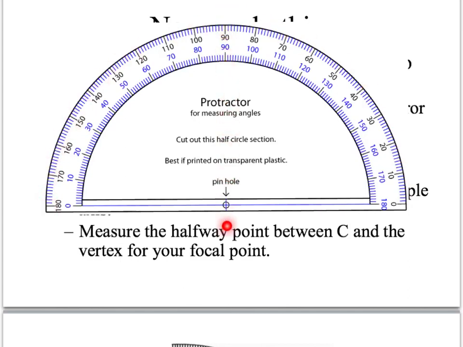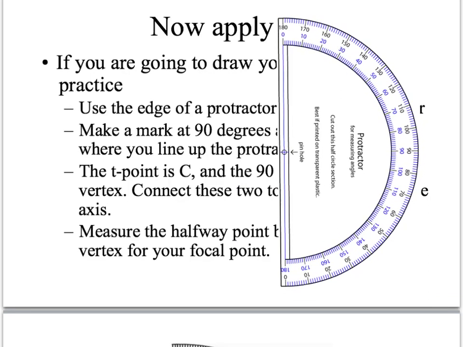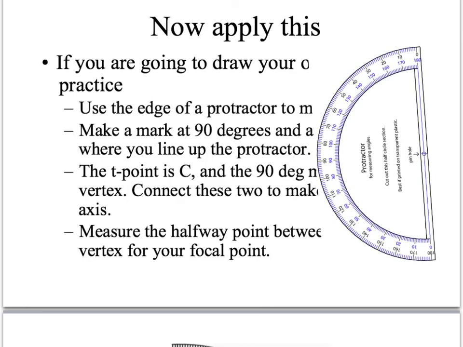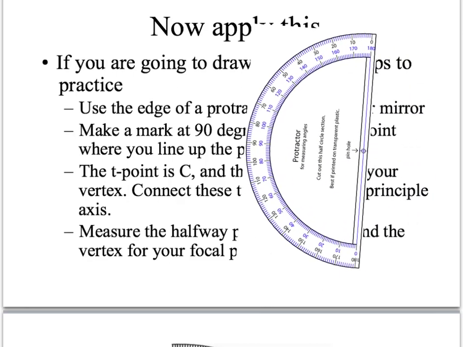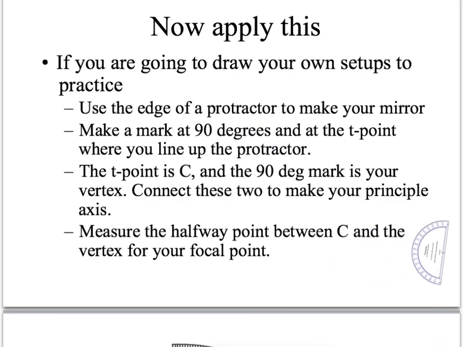And when you line these up, your protractor will actually be turned this way. So when you draw these two together, you've drawn your principal axis. Your principal axis is here. Here's your curved mirror. You can flip the protractor around and make a convex mirror. And then this is going to be your center of curvature, because if you look, it's the radius of that circle. So there's your center of curvature, and your focal point is going to be halfway between here and here. So your focal point is going to be in there. Okay? So that's how you can draw your own setup.